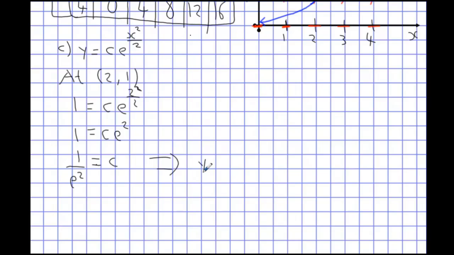So y equals 1 over e squared e to the x squared over 2 is the particular solution. That passes through 2, 1.